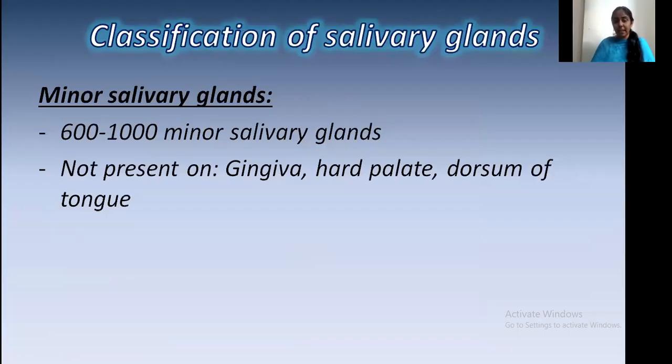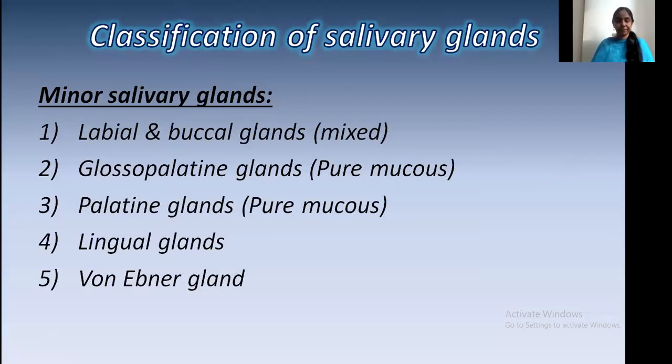Then minor salivary glands. There are 600 to 1000 minor salivary glands in the oral cavity. There is a very often repeated MCQ regarding minor salivary glands. Minor salivary glands are not found on dash. Minor salivary glands are not present in three areas: gingiva, hard palate, and dorsum of the tongue. I repeat again. Minor salivary glands are not found in the gingiva, hard palate, and the dorsum of the tongue.